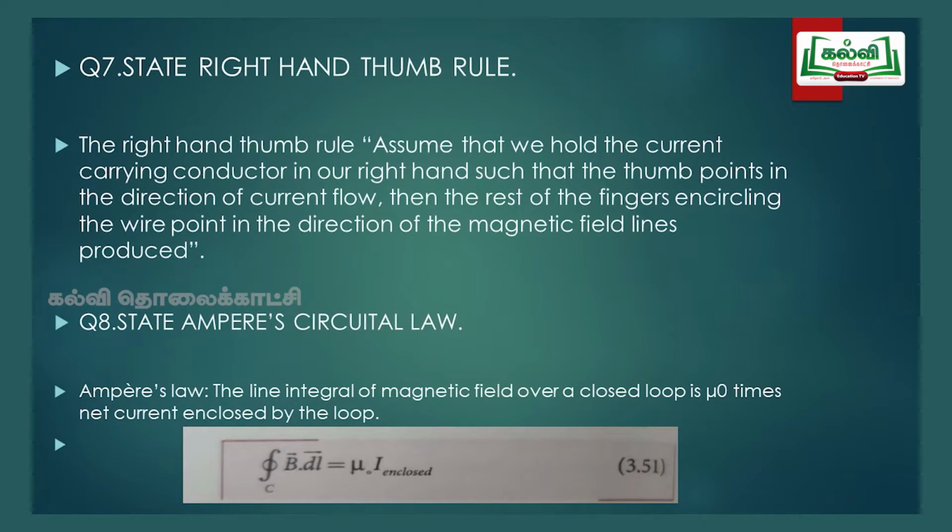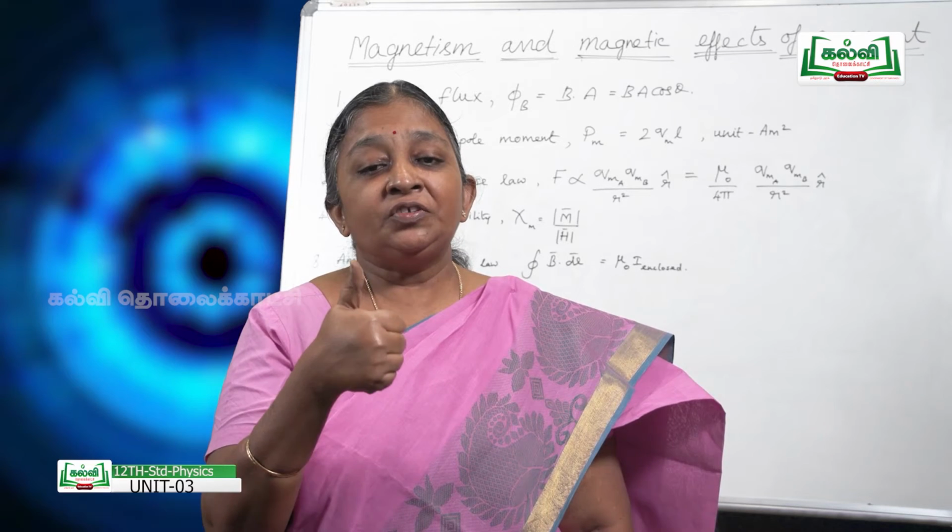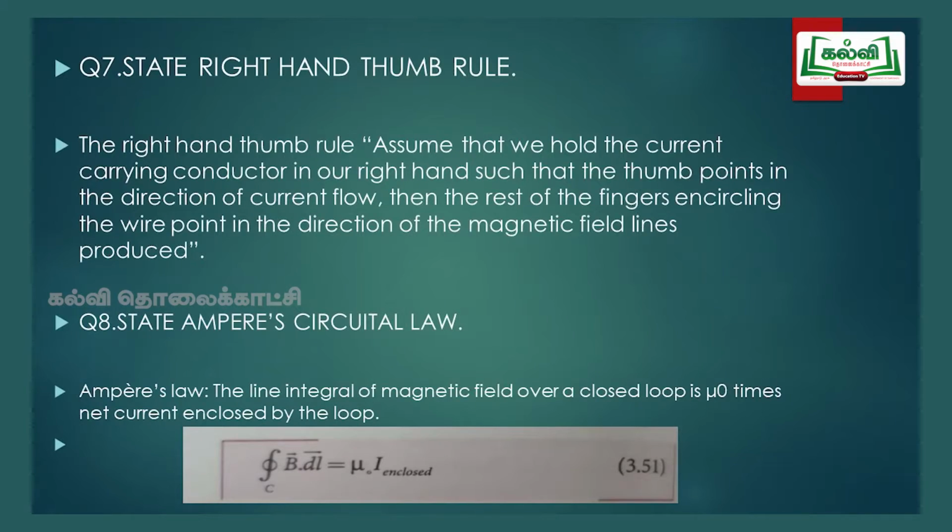Now, the next one is the right hand thumb rule. If you hold a current carrying conductor in your right hand, the thumb points in this direction and shows the direction of the current flow. The rest of the fingers encircling the conductor give the direction of the magnetic field lines. This is a simple rule called the right hand thumb rule. The thumb gives the direction of current and the fingers encircling the conductor give you the direction of magnetic field lines.